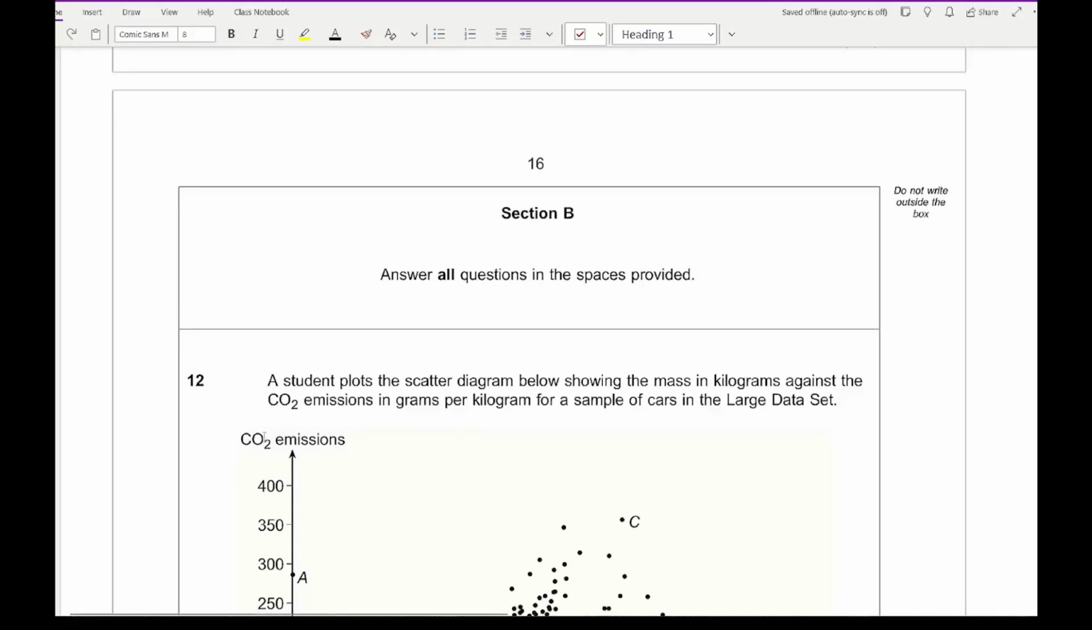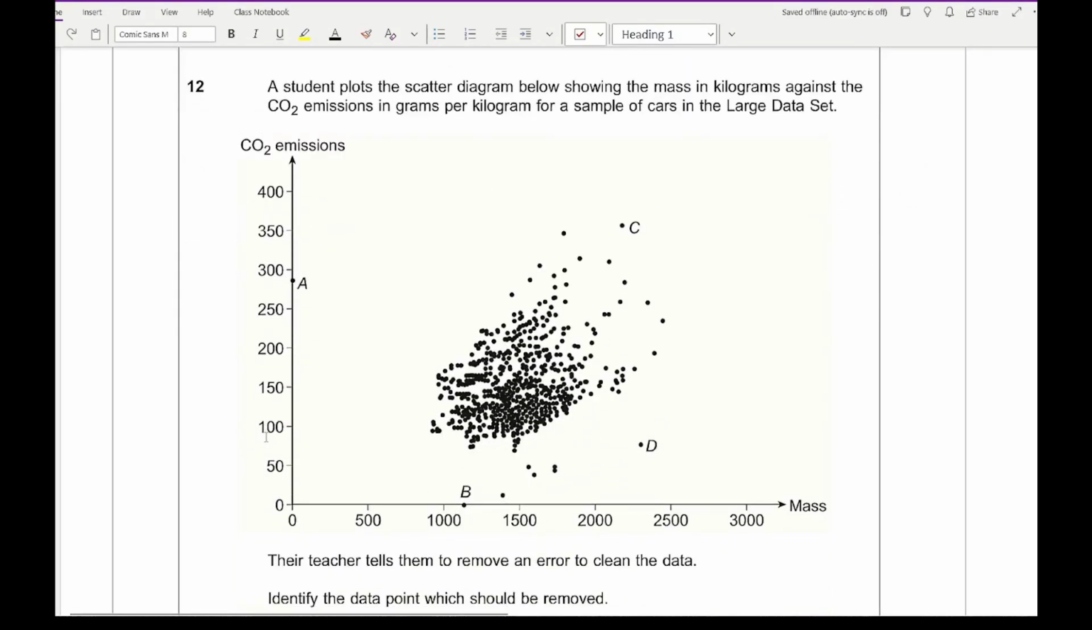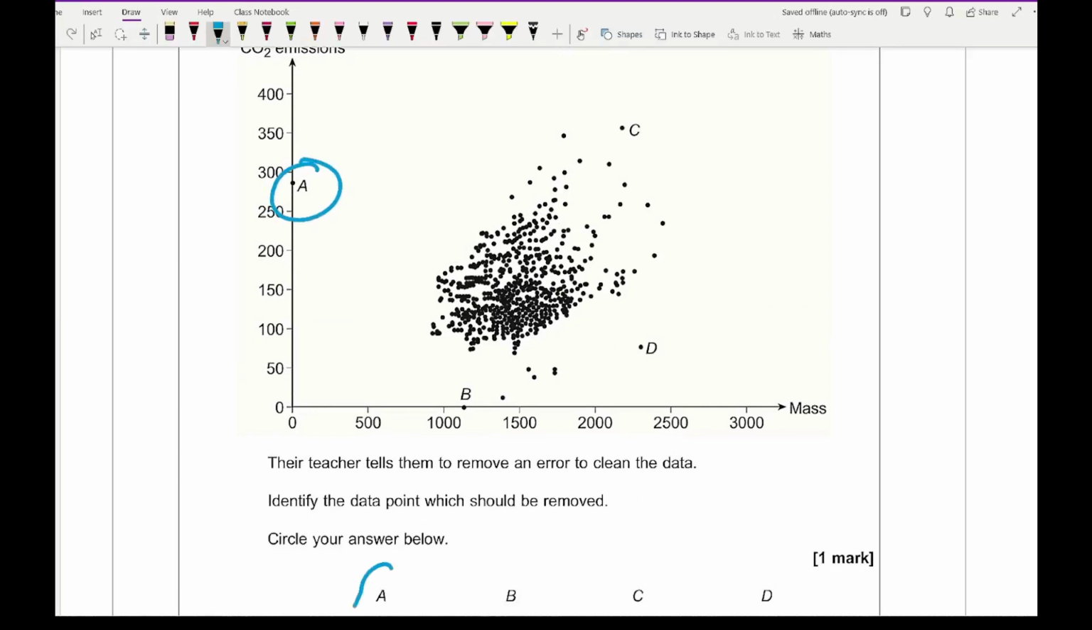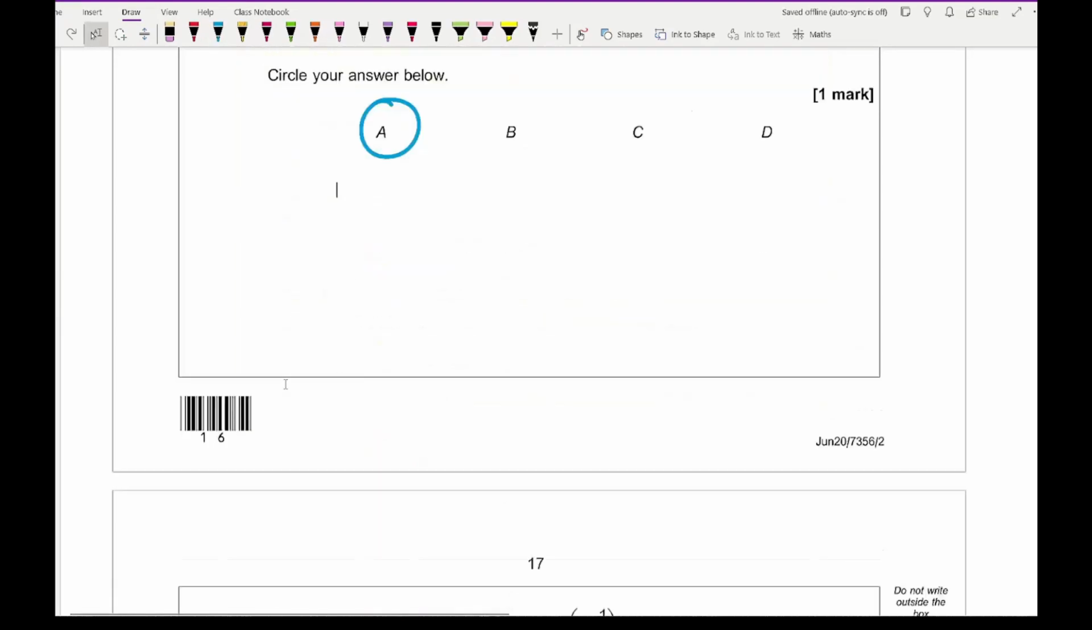So the first question, question 12, says a student plots a scatter diagram below showing the mass in kilograms against the CO2 emissions per gram per kilogram for a sample of cars in the large data set. It says their teacher tells them to remove an error to clean the data, identify the data point which should be removed, circle your answer below. So we've got choices of A, B, C or D, and the only one that doesn't go against the trend is going to be A. So that's the one that we want to highlight.